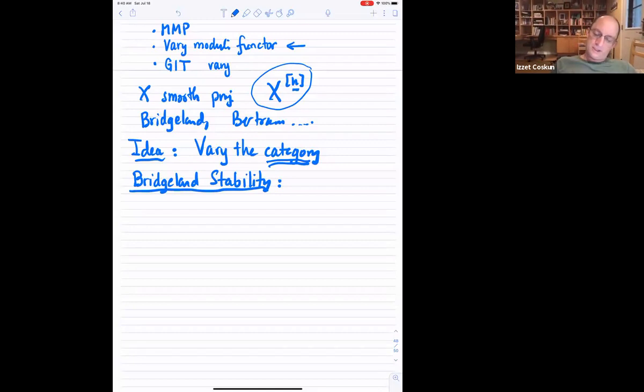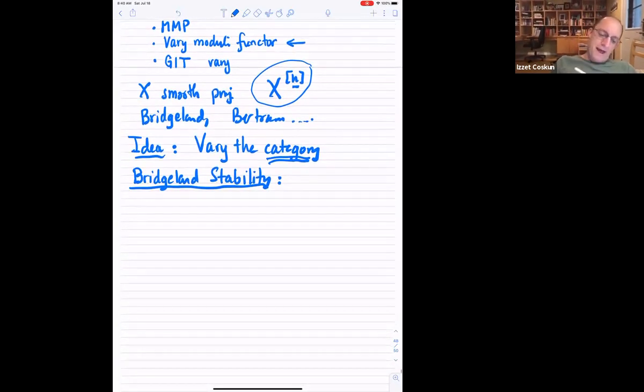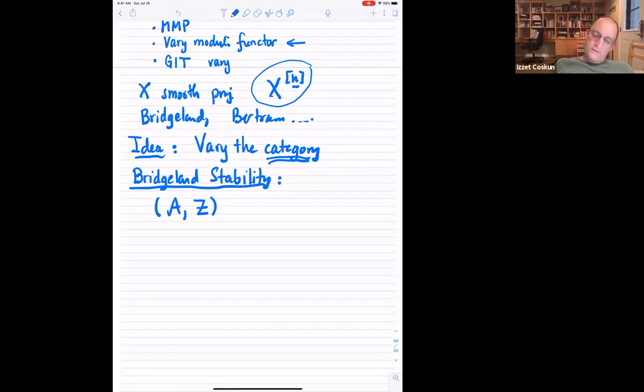So what is a Bridgeland stability condition? It's a pair, for us, A and Z, a pair satisfying some conditions. Now, what is this pair? First, A is an abelian category.